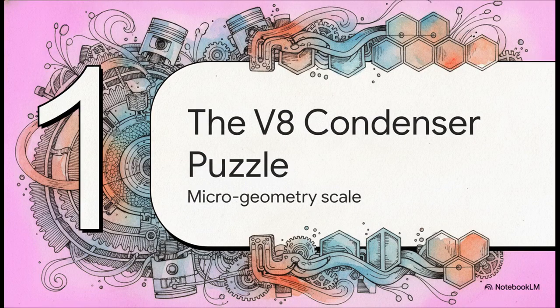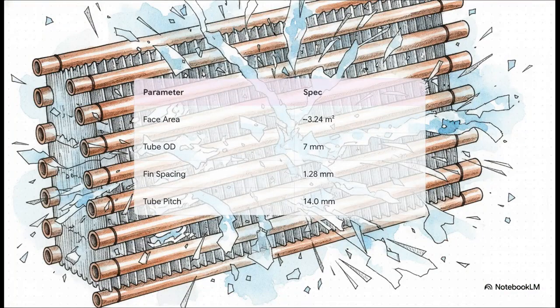Let's kick things off with section 1, the V8 condenser puzzle, where we are zooming right into the microgeometry of a macro machine. The air here has to squeeze its way through an incredibly tight fin gap of just 1.28 millimeters. And right behind those fins, you've got 7mm outer diameter, inner grooved copper tubes spaced out at a 14mm transverse pitch. This makes traditional fluid dynamics calculations extremely difficult, mostly because the air isn't just smoothly sliding over a flat plate. No, it's being aggressively squeezed, chopped up, and redirected every step of the way.